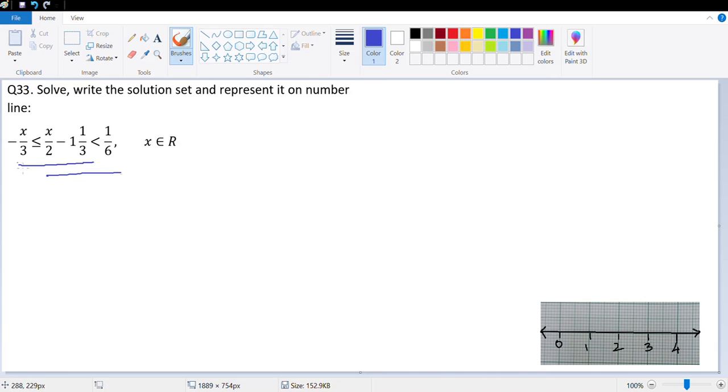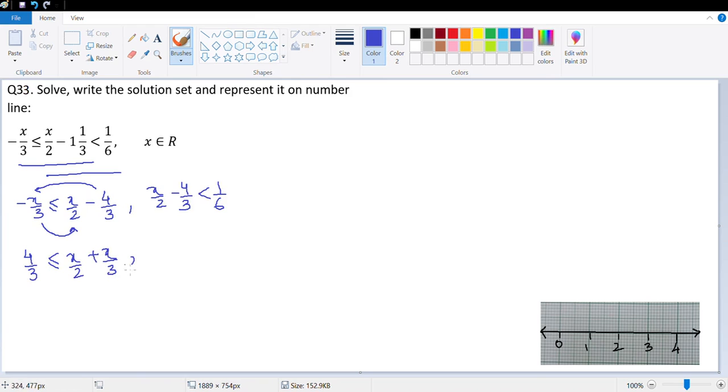So the first inequation is negative x by 3 less than or equal to x by 2 minus 4 by 3, and this is x by 2 minus 4 by 3 is less than 1 upon 6. So x by 2, I take x by 3 on this side and I bring negative 4 upon 3 here. So this becomes 4 upon 3 is less than or equal to x by 2 plus x by 3, and this is x by 2 is less than 1 by 6 plus 4 upon 3.